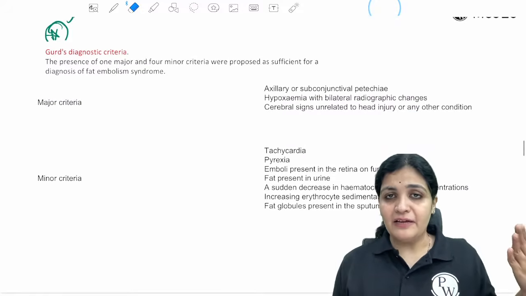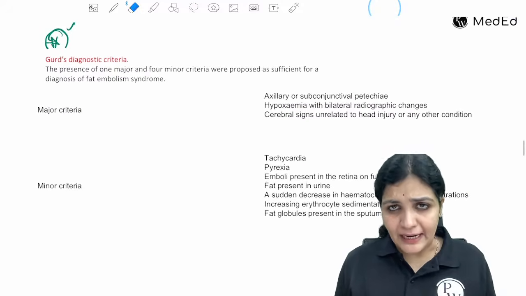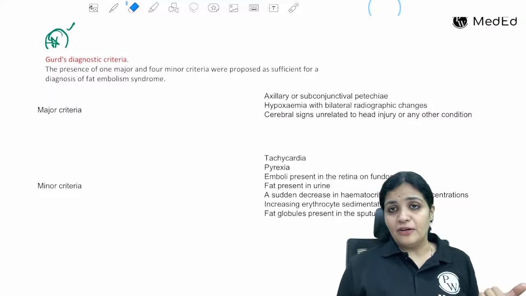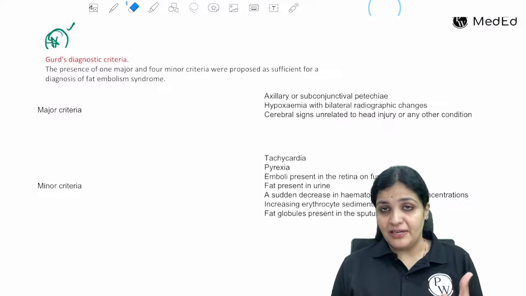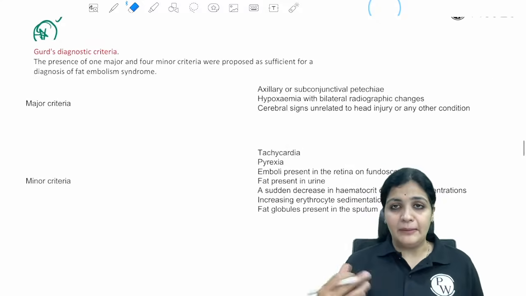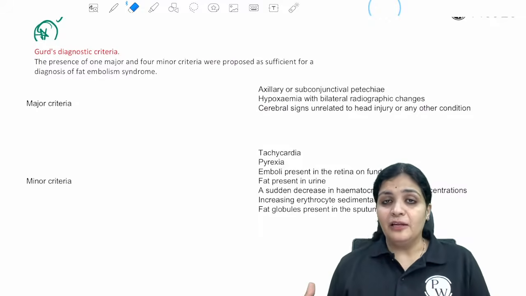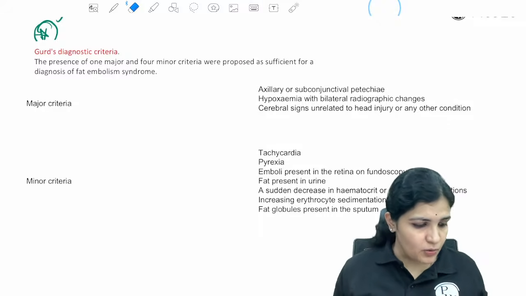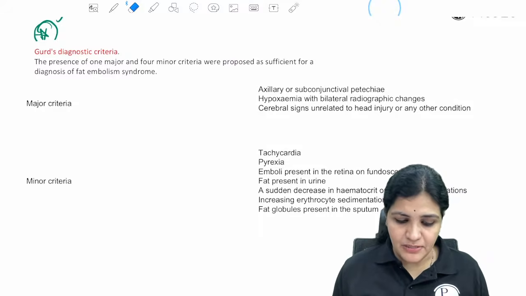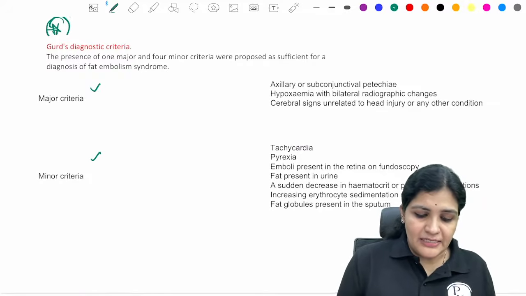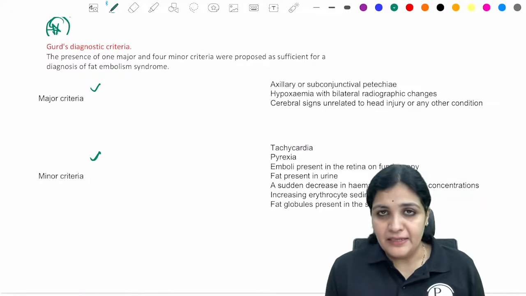And the minor criteria we have already discussed: there will be tachycardia, fever, retinal hemorrhages, then fat globules in the urine because the kidney is affected, and a sudden decrease in the hematocrit or platelets, that is anemia and thrombocytopenia, and a raised ESR and fat globules in the sputum. So these are all the signs and symptoms. These come under the minor criteria, right? So this is the major criteria and this is the minor criteria.